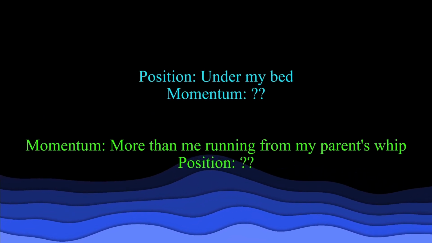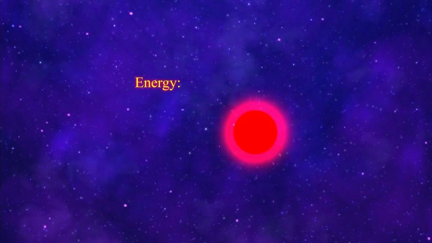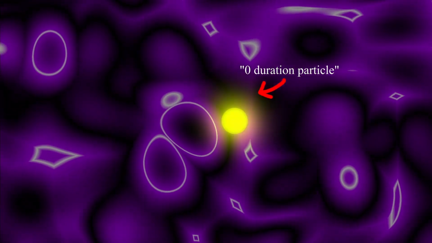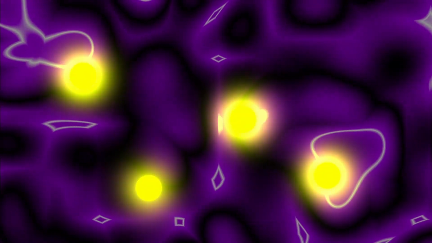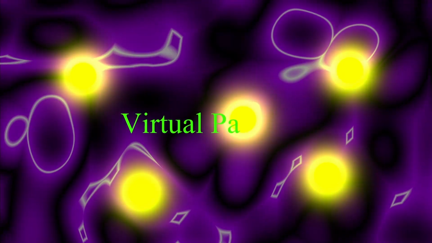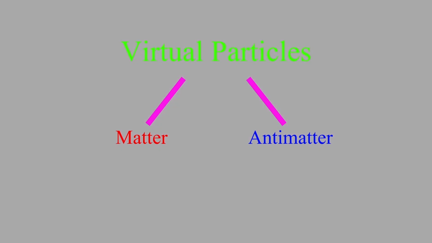Heisenberg's uncertainty principle states that we cannot know the exact position and momentum of a particle simultaneously. This can be derived to: we cannot know the exact duration and energy of a particle simultaneously. Due to the inverse relationship between the energy and duration of a particle, particles with zero duration are likely to have a high energy which forces them into existence. These particles are called virtual particles and come in the form of matter and antimatter.